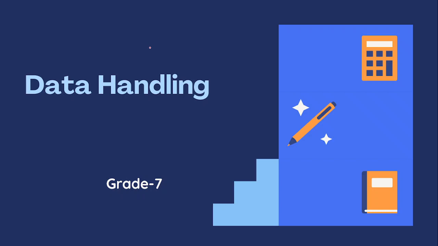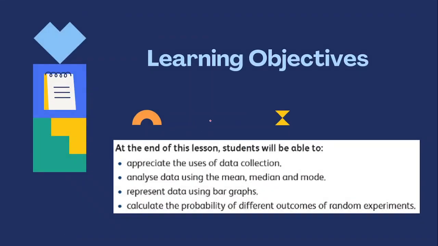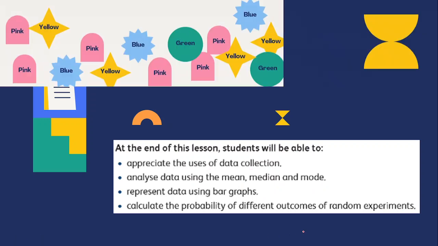Today's class we are going to start data handling, grade 7. So what are the learning objectives here? At the end of this lesson you will be able to tell what are the uses of data collection, how to analyze data using mean, median and mode, how to represent data using bar graphs, and calculate the probability of different outcomes of a random experiment. So this is the part 1 video.